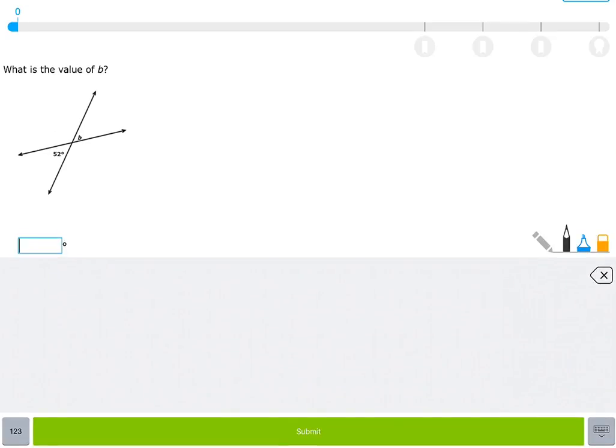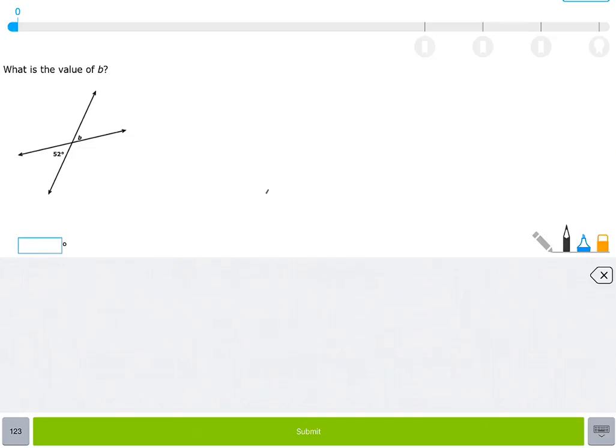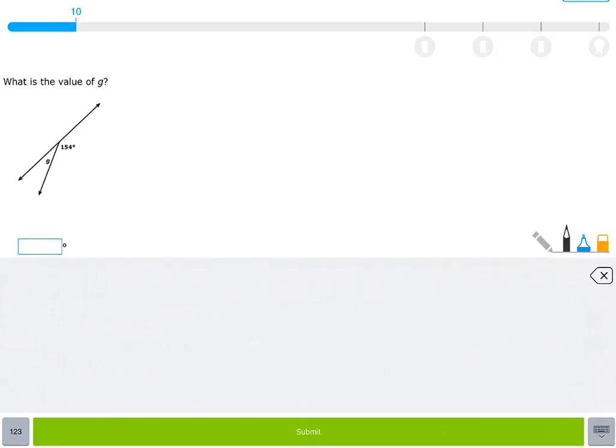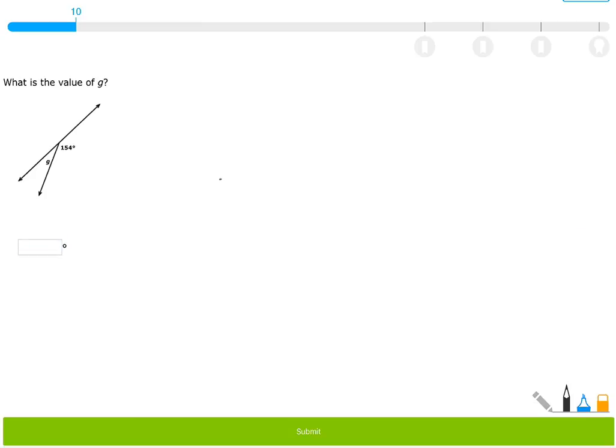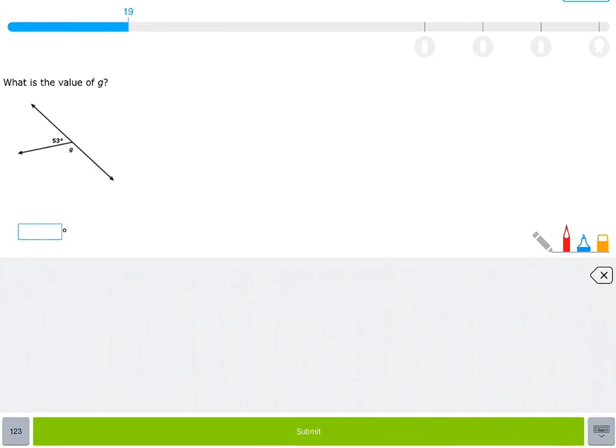Okay, what's the value of B? Oh, well, these are just vertical angles. So we know that these must be congruent. So we know that this is 52 also. Let's see, what's the value of G? So you guys get the point here. Just to show you, since those two add up to 180, we can go 180 minus 154, and what we end up getting is 26.